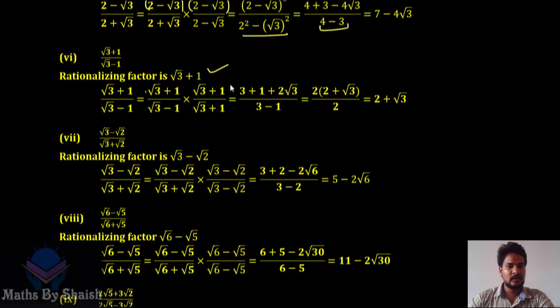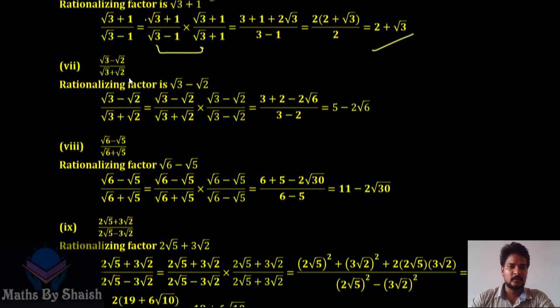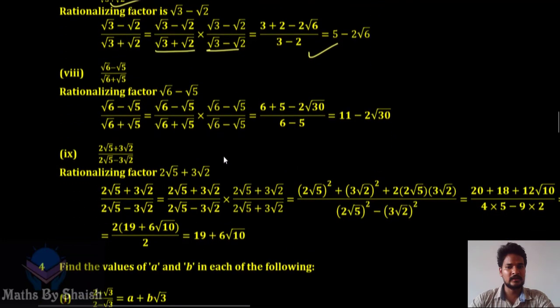Similarly for this, we are again going to get (a plus b) whole square, and the denominator is (a minus b)(a plus b), so we will calculate it again in the same way. For the seventh part, again we are getting the same thing. In order to rationalize the denominator, the rationalizing factor is root 3 minus root 2. We calculate it and we will get this answer.